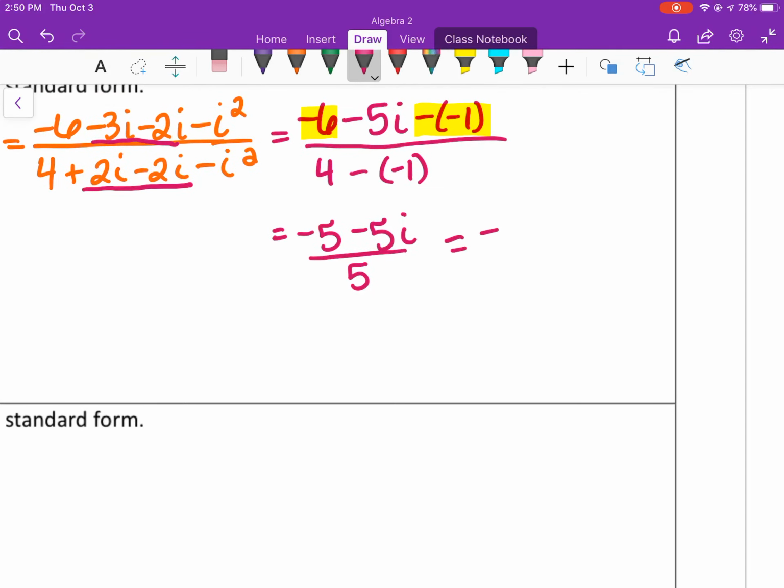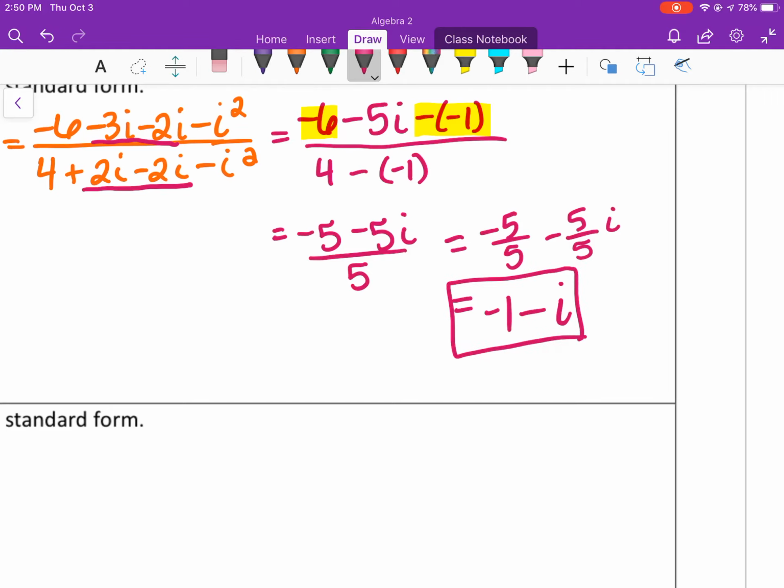So we could reduce this to 5 over 5 minus 5 over 5I. So really it's just negative 1 minus I, or minus 1I. So that's what it reduces to there.